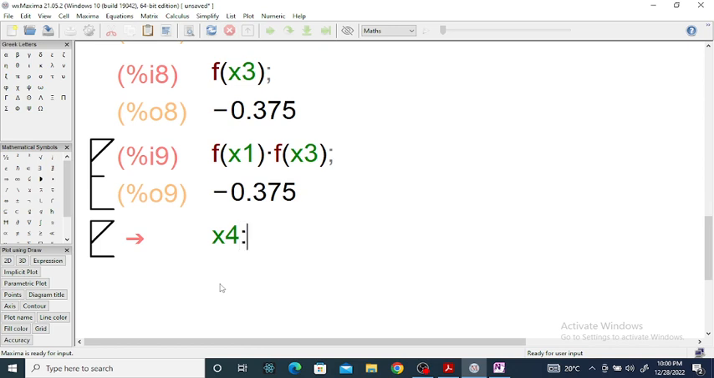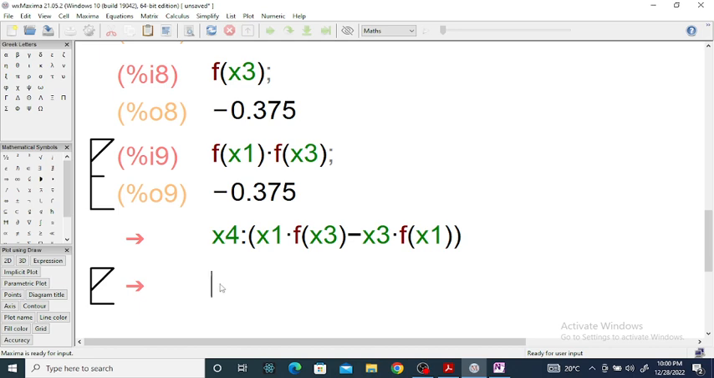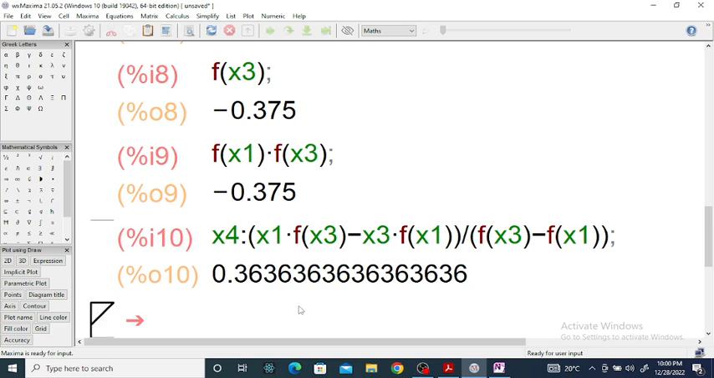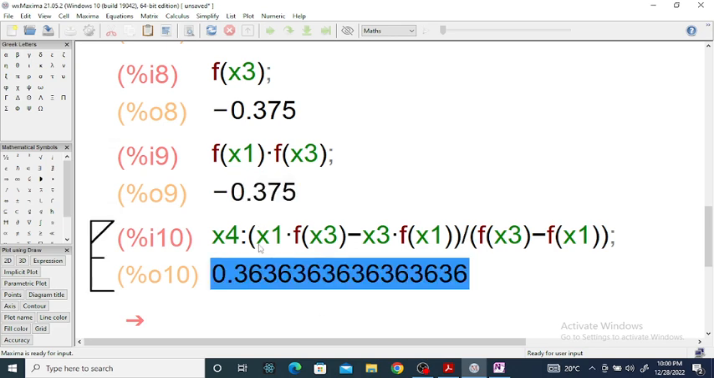Now the root lies between x1 and x3, so x4 is equal to x1 times f of x3 minus x3 into f of x1, this whole divided by f of x3 minus f of x1. So now you can check the value of x4 is positive, and x3 is negative.